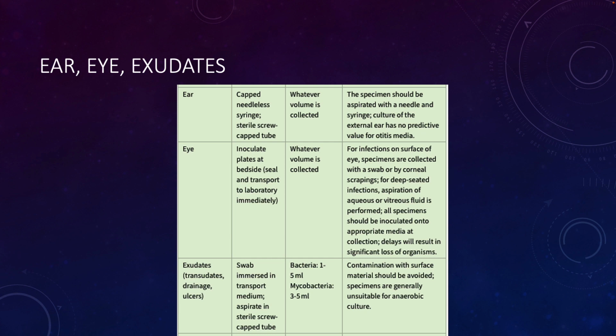For surfaces on the eye, again, eyeballs gross me out so much, so I don't think I'd ever be able to do this or have this done to me. But you can do a swab of the surface of the eye or a corneal scraping if you suspect more of a surface level infection. If it's a deep infection, you will have to, it's really gross, aspirate the aqueous or vitreous fluid.